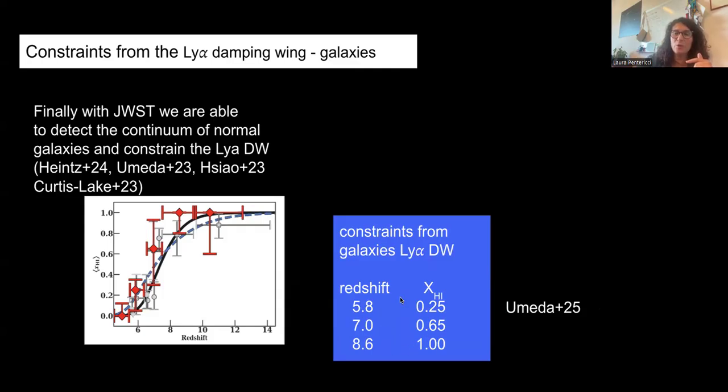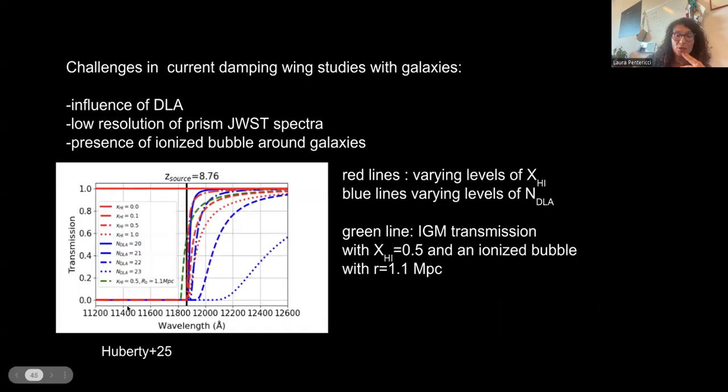In this case, for example, we have still quite a large neutral hydrogen fraction at redshift 5.8, which is a bit unexpected. So you see, you still have reionization not completed even at redshift 5.8. The challenges are already a little bit told you. So the challenge in such studies is the fact that you have the damped system inside the sources that can also have some effect depending on the neutral column density of things that are inside the sources. And again, most studies have been done with the prism, low resolution.